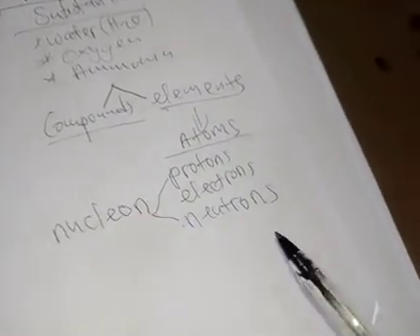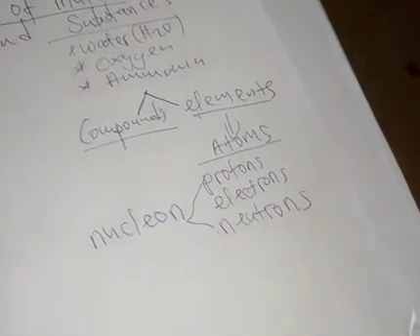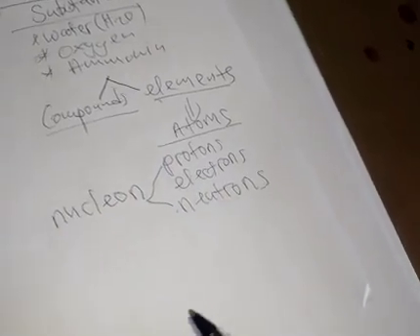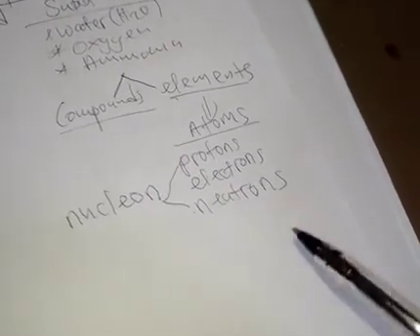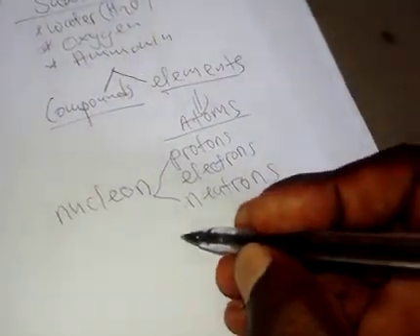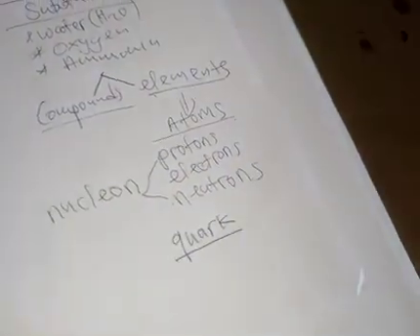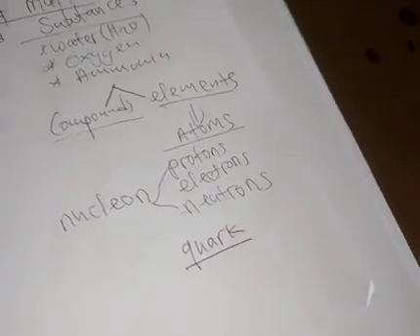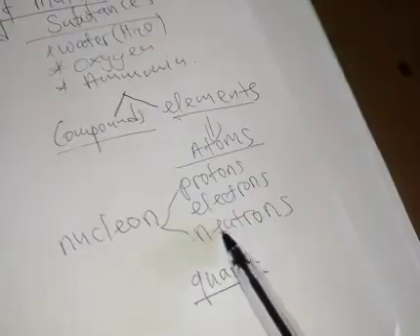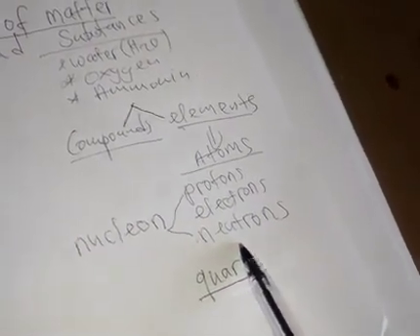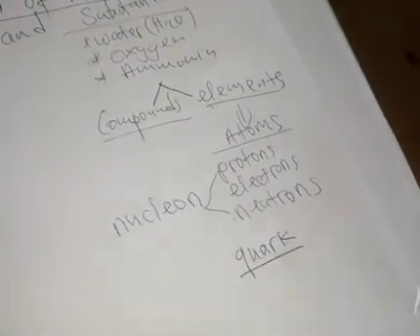If you add the number of protons plus neutrons, it is called the nucleon number. Then these same protons and neutrons actually consist of very small elementary particles which we are calling the quarks. So the quarks are the small elementary particles that make up protons and neutrons, which end up making up the nucleus.